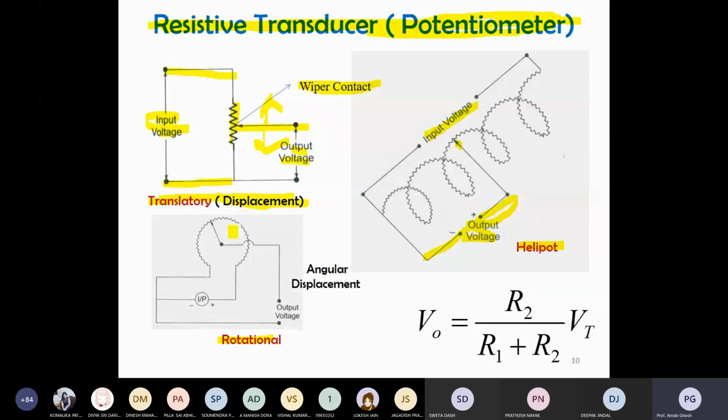Here the variable resistance path is linear. Now the variable resistance path is rotational. The wiper position changing may cause the output voltage to change. So it is called angular displacement. You give the input voltage here, and you get the output voltage, and that output is a rotational output.